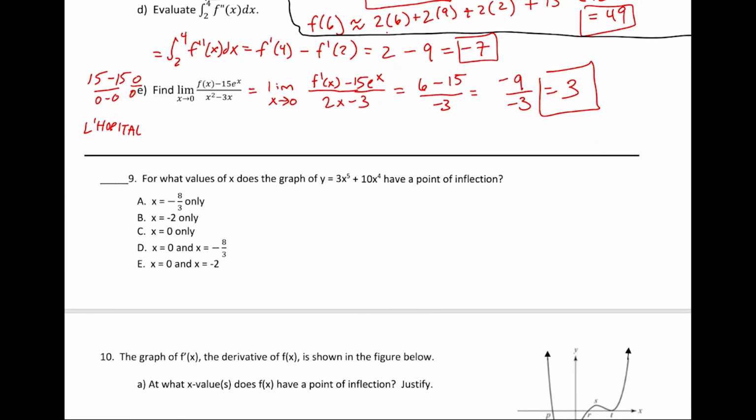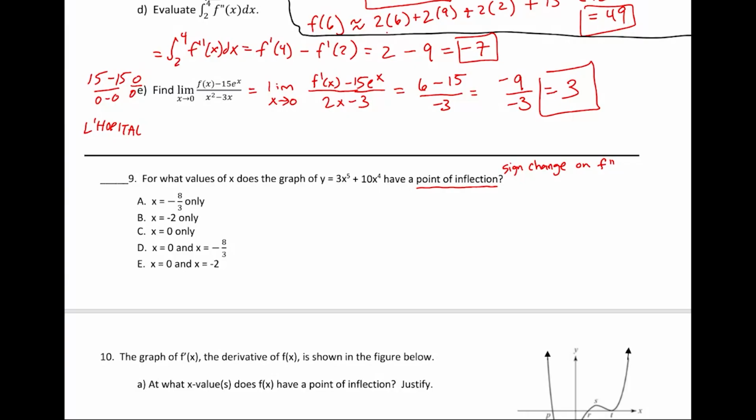All right, number 9. For what values of x does this graph have a point of inflection? Okay, so points of inflection occur anytime the second derivative is 0. Well, let me be more specific. A point of inflection occurs when you have a sign change on the second derivative. In other words, when the concavity changes.